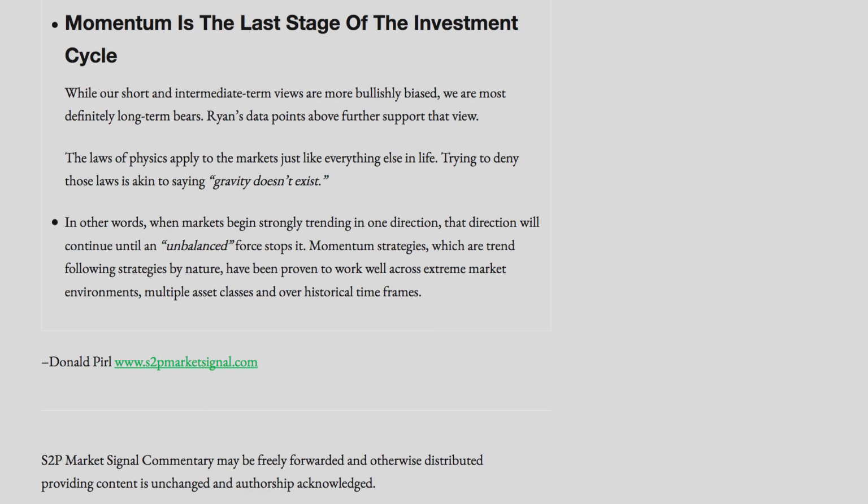The laws of physics apply to the markets just like everything else in life. Trying to deny those laws is akin to saying gravity doesn't exist. In other words, when markets begin strongly trending in one direction, that direction will continue until an unbalanced force stops it. Momentum strategies, which are trend-following strategies by nature, have been proven to work well across extreme market environments, multiple asset classes, and over historical time frames.